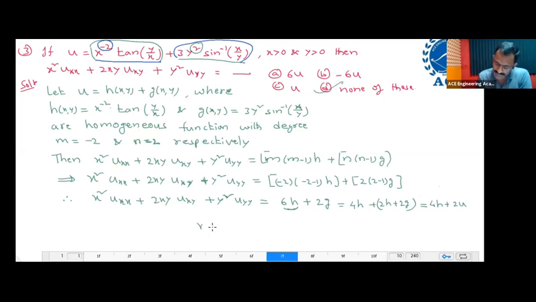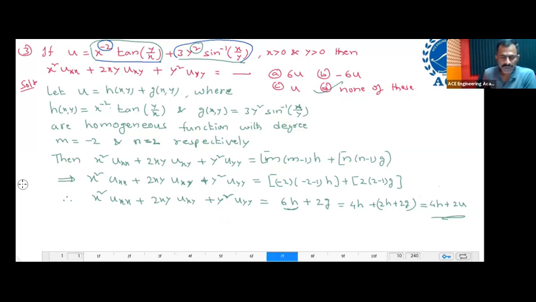Suppose in place of n, if you take 3, then this will be 3 into 3 minus 1, 3 minus 1 is 2, 3 into 2 is 6. From this, we are getting 6h, and from this, we are getting 6g. So 6 into h plus g, in that case 6u is the correct answer. But here, in place of n, we took 2. That is why none of these is correct. For n equal to 3, for the same function, 6u is the correct answer. But for n equal to 2, the answer is 4h plus 2u or 6h plus 2g.